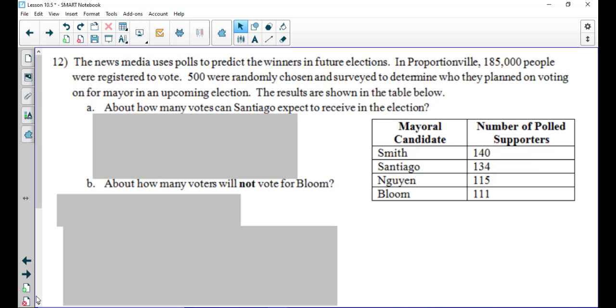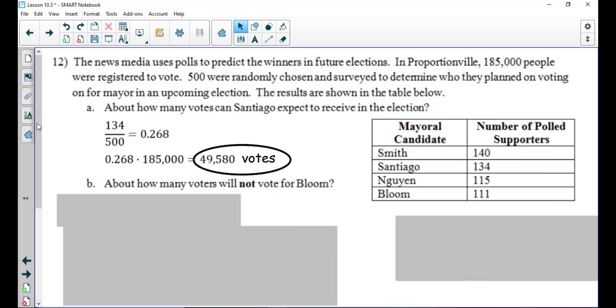So we see from the table that Santiago in the poll received 134 votes. So our sample would be 134 out of 500. That gets us 0.268, so about 27% of voters chose Santiago. We take that 0.268 from our sample, multiply it by our population size of 185,000, and that will get us 49,580 votes.